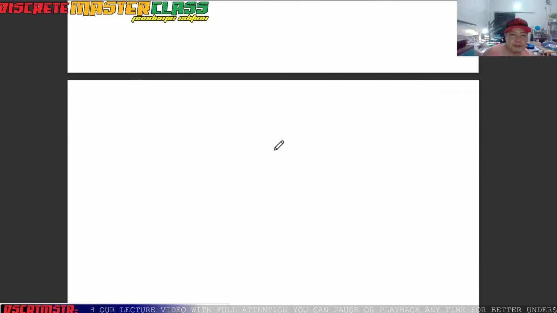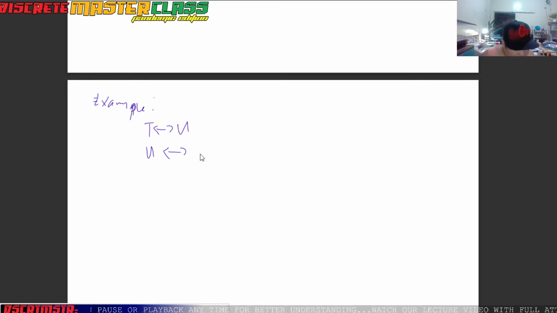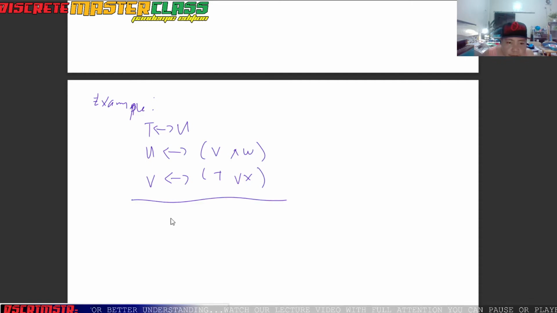Tayo sa baba. One example only, intindihin mo. Example. Of course, this is new, example, kasi wala pa tayong pinag-uusapan, ngayon pa lang. Example, the argument T, if and only if U, and U, if and only if V and W. Then, third premise natin is B if and only if T or X. Therefore, T. Okay, this is my argument.